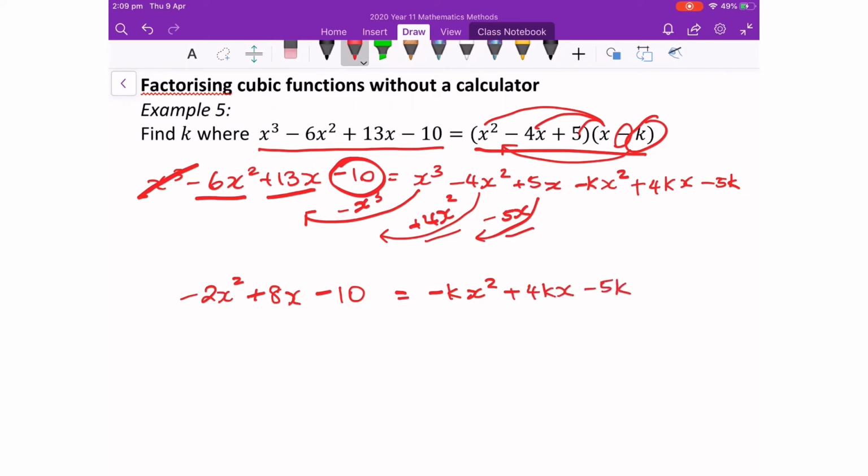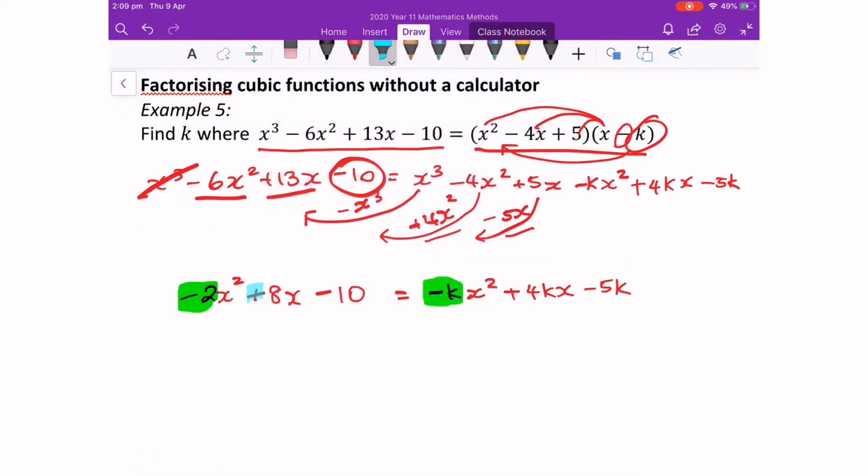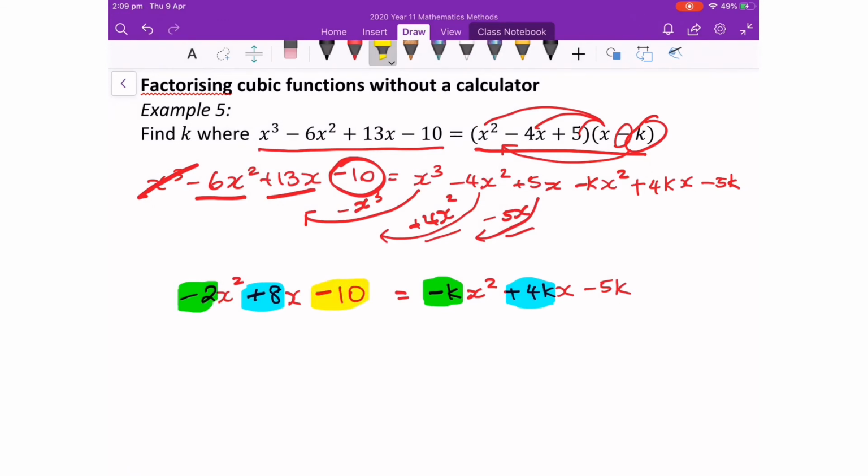Okay, now because they're the same, the k's are going to represent our coefficients almost, or in this case for the last term, the constant. Okay, so I'm going to highlight what's going to be the same. Whatever's in front of the x squared is going to be the same. So this negative k is going to equal negative 2. I'm sure you're starting to see what k is going to equal. This 8 is going to equal a positive 4k. And then lastly, this negative 10 is going to equal a negative 5k.